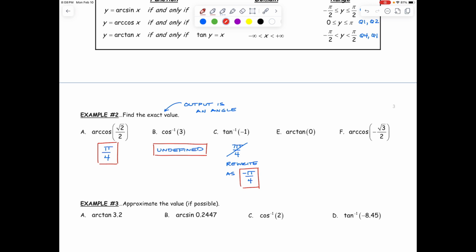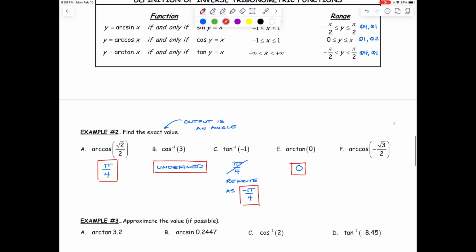Arctan of 0, tangent of 0 degrees or 0 radians has an output of 0. So this is 0, and that is perfectly fine. That fits within our restrictions here, our output restrictions for tangent.